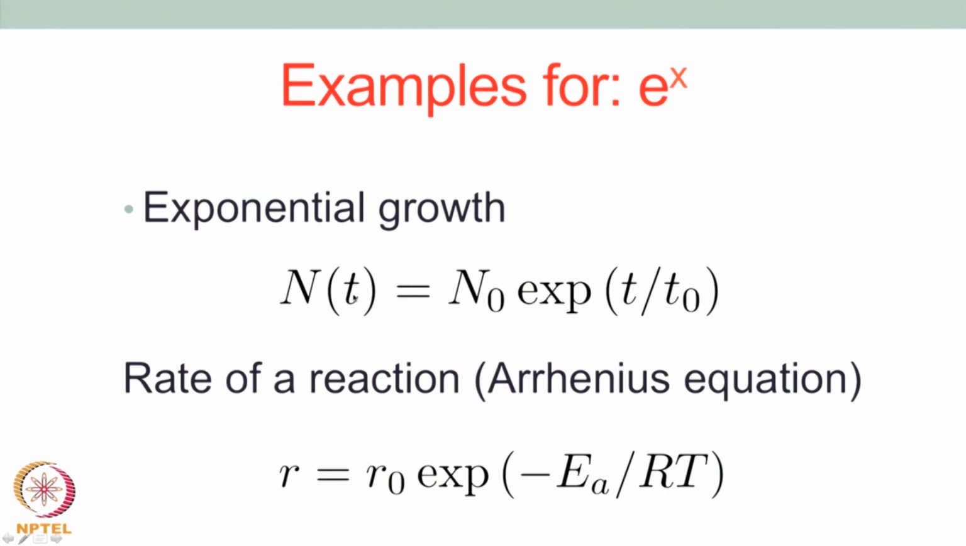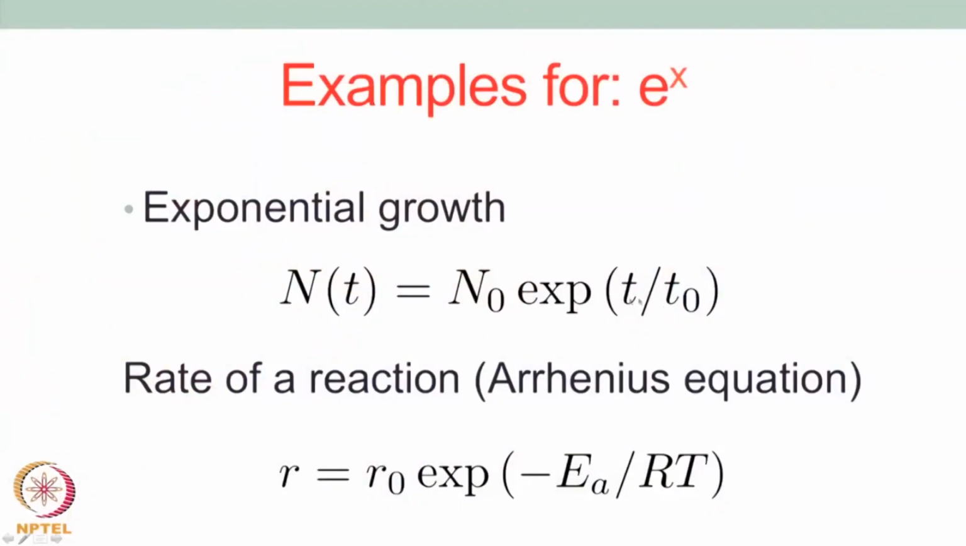We will learn about exponential growth, but this implies that the number of cells or number of bacteria or number of anything that is growing has this form: N equals N0 e power t by t0. So with time this increases exponentially. This is one example, and we will come back and discuss this. You can again see there is t by t0, a dimensionless quantity.